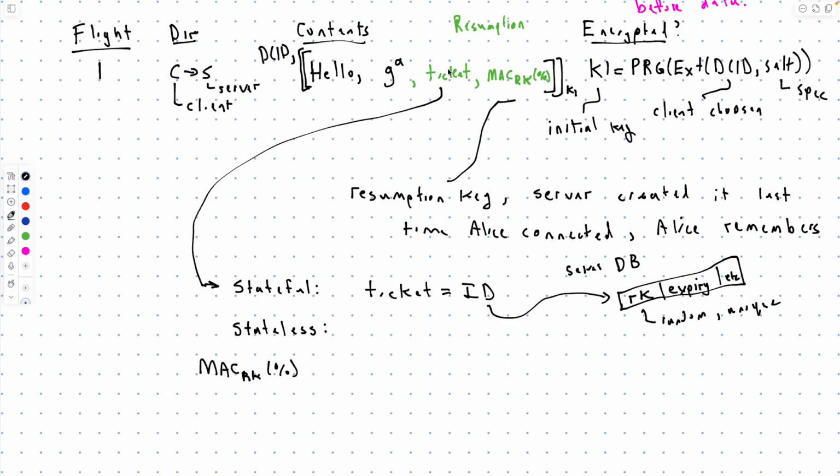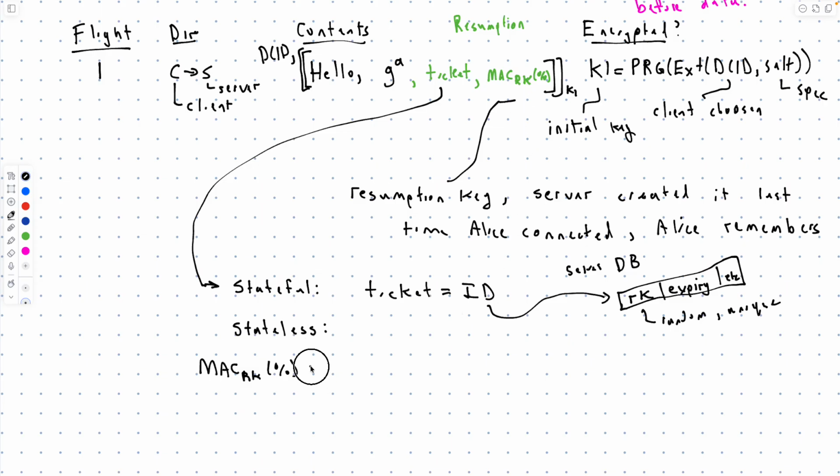Exactly. So let's complete the loop. The server grabs the ticket. It says, okay, I'm going to look this up in my database. And the server says, I have an entry. So that's good. The entry I have has an RK value. Now I want to check whether the client's RK is the same as my RK. And so I'm going to check that MAC.